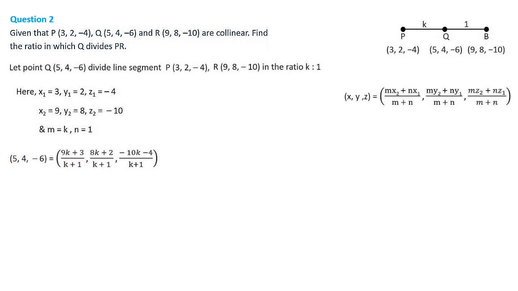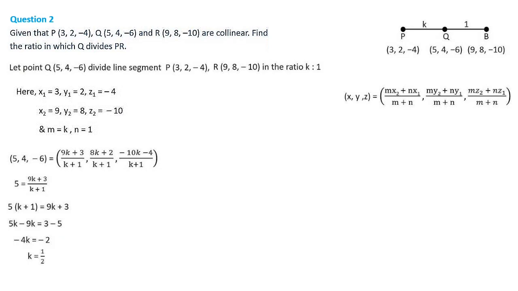First one will be equal to the first portion here, that means the x coordinates. 5 is equal to (9k plus 3) by (k plus 1). Cross multiply it: 5 into (k plus 1) is equal to 9k plus 3. When we remove the bracket, 5k plus 5 is equal to 9k plus 3. Bring this 9k to the left side, that comes as -9k, and the 5 we can bring to the right side, that is 3 minus 5. 5k minus 9k is -4k, equal to 3 minus 5, that is -2.